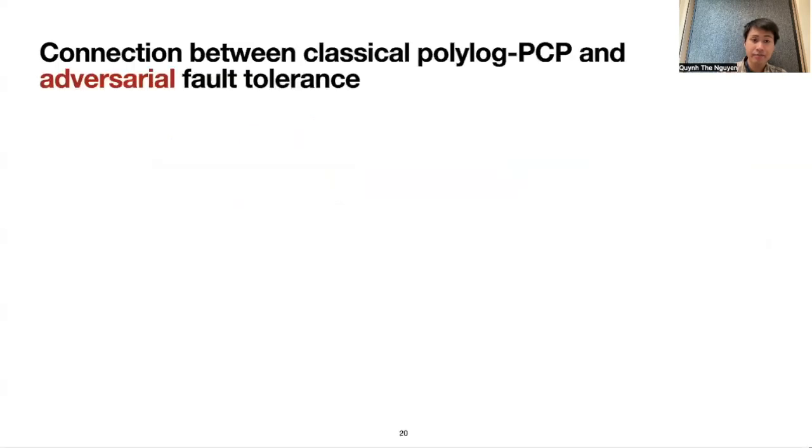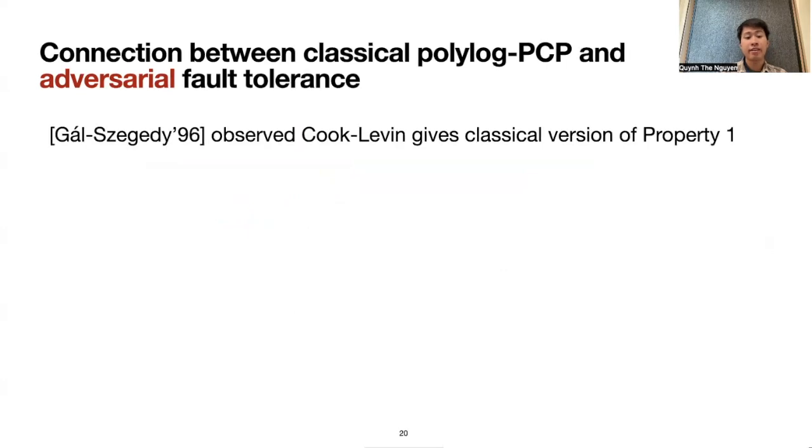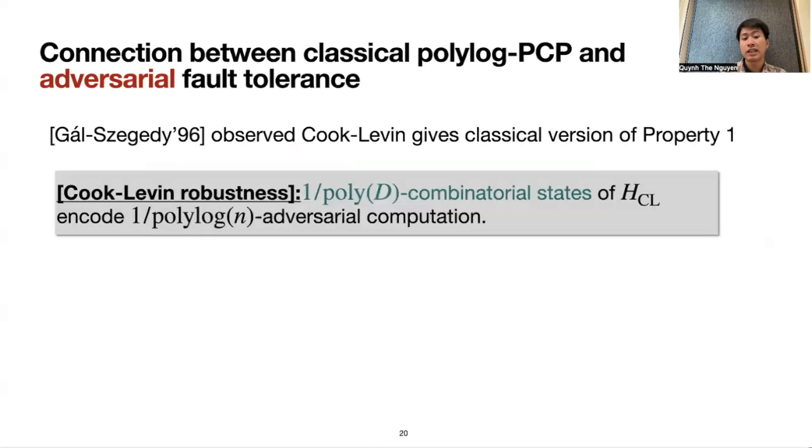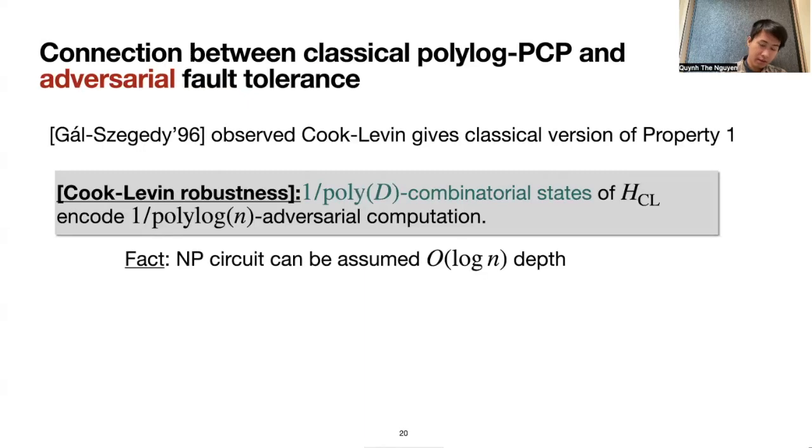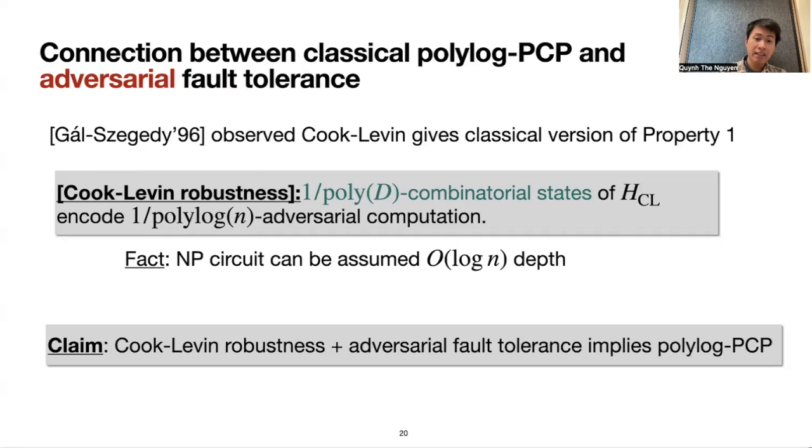The reason is that there is a connection between classical polylog PCP and adversarial fault tolerance. This was first observed by Arora and Safra in '96, where they observed that the Cook-Levin mapping gives a classical version of property 1: 1 over poly D combinatorial states of the Cook-Levin Hamiltonian encode 1 over polylog adversarial computation. Using the fact that an NP circuit can be assumed to be log depth, we can combine this Cook-Levin robustness property and an adversarial fault tolerance scheme to prove polylog PCP.